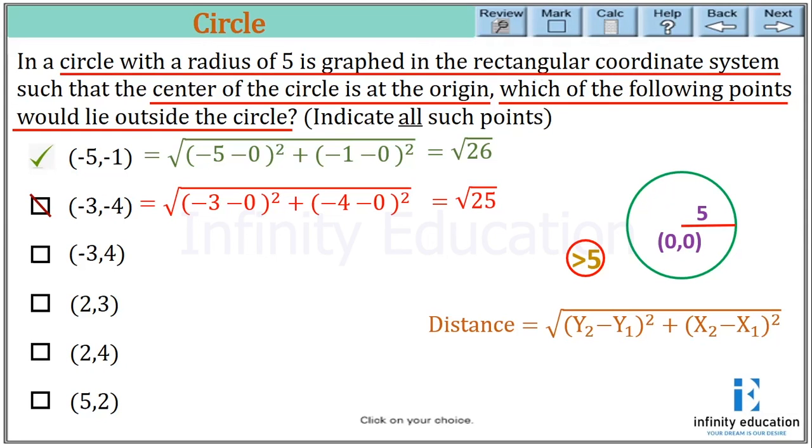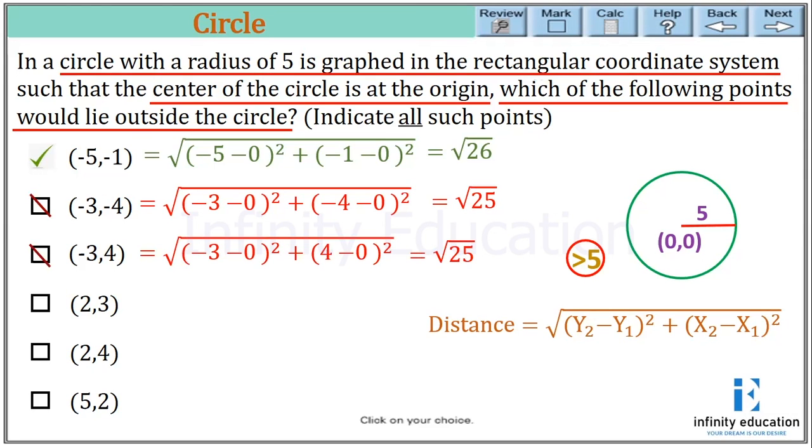The next one is -3, 4. If I put -3, 4 in the equation, we get (-3 minus 0) whole squared plus (4 minus 0) whole squared. If we do the simplification, we will get the square root of 25. Again, that is equivalent to 5. So I can eliminate it because I'm looking for more than 5.